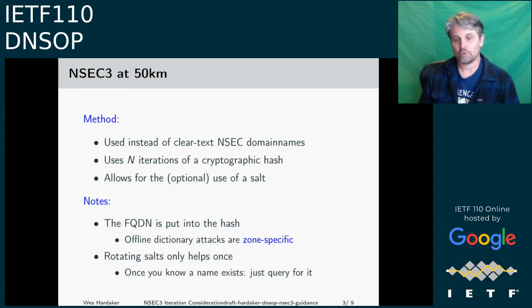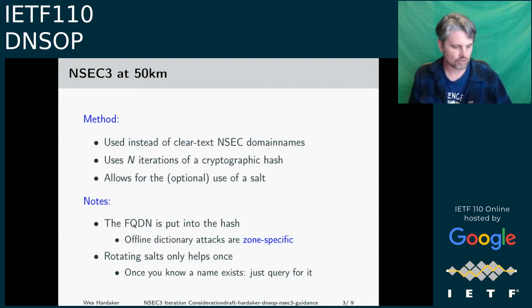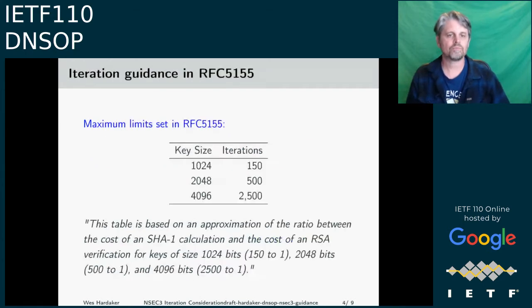A couple of quick notes, and a lot of people forget this: the fully qualified domain name is actually put into the hash. So all of these offline dictionaries can't be built in a generic one that'll apply to the entire internet. The hashing is very zone specific. And the other thing to note is that rotating salts really only help once, because once you actually know that a name exists in a zone, you can just keep querying for it. Rotating the salt won't help you in the future. So it only helps the first attack, basically.